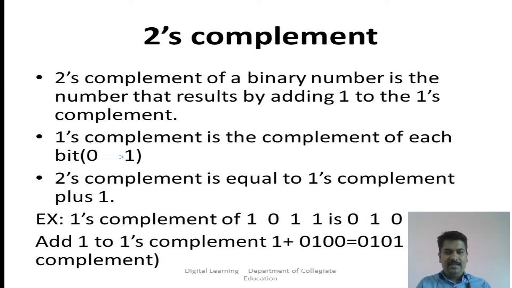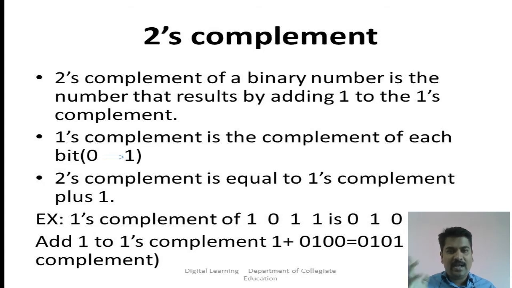This is a very simple example. 1's complement of 1011. Each bit has to be complemented to get the 1's complement. The first bit is 1. 1's complement means if 1 is there, write 0. If 0 is there, you have to write 1. So 1 is here, so you write 0. 0 is here, you write 1. Again 1 is here, you write 0. Again 1 is here, you write 0. So the 1's complement of 1011 is 0100.